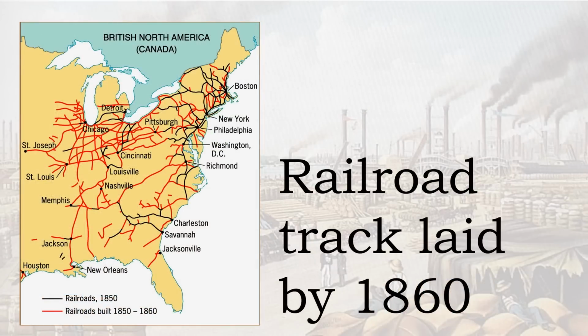Here's an overview of that. Railroad track laid by 1860. I do want you to notice where most of it is being laid, although you have some tracks being laid in the south, connecting New Orleans to the north. You've got some coming out of Savannah and Charleston. Where's most of it happening? Most of the railroad activity is happening in the north and in the west.